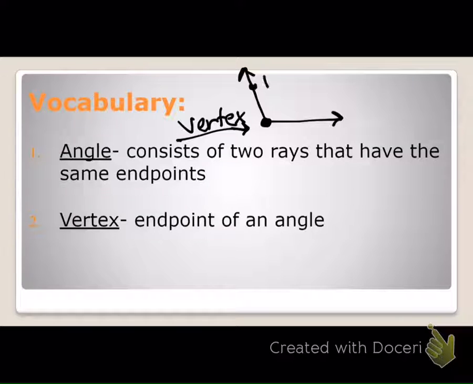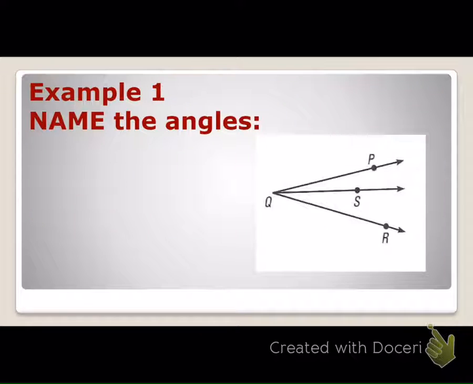So if this angle is angle ABC, what would you call the vertex? B. Now we're going to name the angles. How many angles do you see here? How many do you think? 1 angle? Just one? No, 2. It's 2 angles. Okay, so you see this one? You see this one? What about this one? So there are 3. We're going to name 3 different angles.